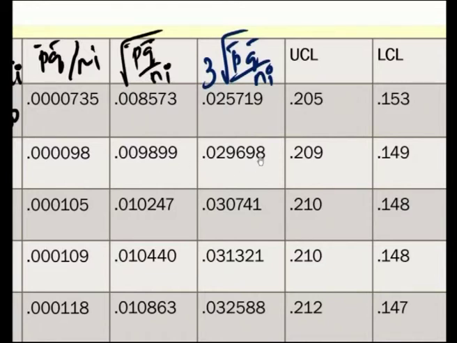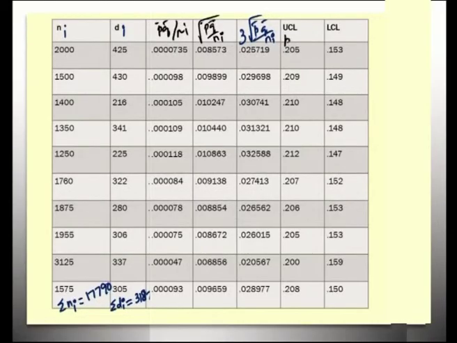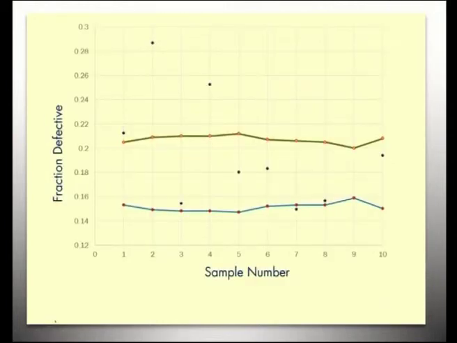Likewise, you have calculated the values. Then UCL is P bar plus 3 times root of P bar Q bar by Ni. That is, the P bar value 0.2125 plus 0.025719, and the value is 0.205. Similarly, LCL is P bar minus 3 into root of P bar Q bar by Ni. So, likewise the variable P bar values are calculated, the variable UCL and variable LCL are calculated, and all the values are going to be plotted in the chart shown.